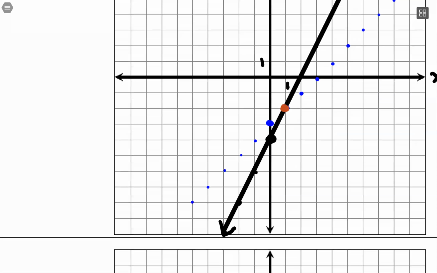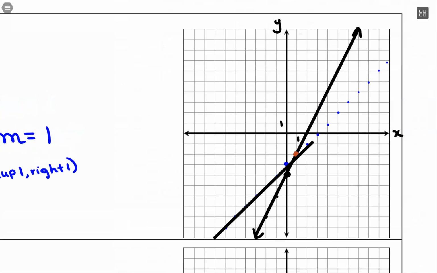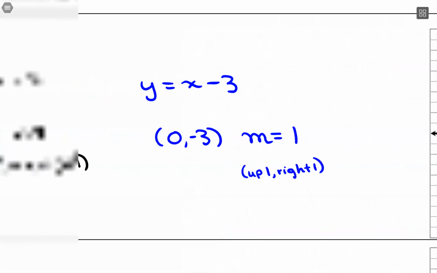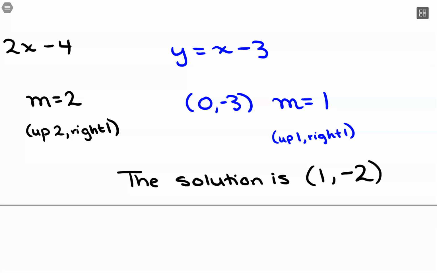Alright, so with that, I'm going to graph my second line here. That is my y equals x minus 3. And then I'm looking for the intersection point, which is coming through as x is +1, y is -2. So what I'm going to do is write a conclusion that the solution is 1, -2.